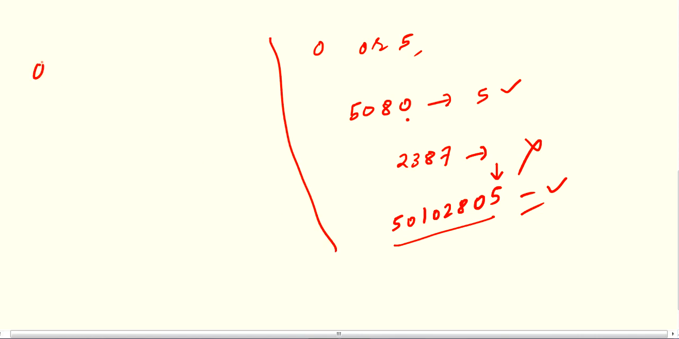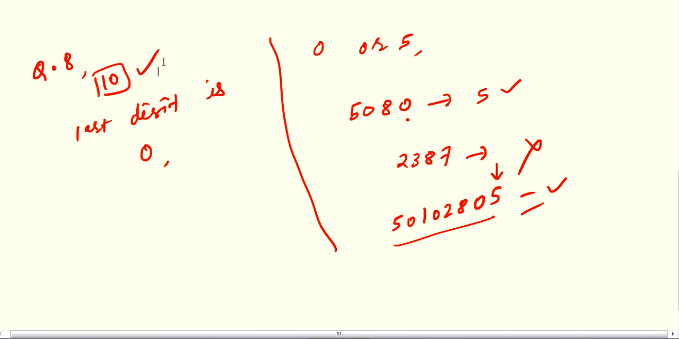Then question number 8, to check divisibility by 10. If the last digit is 0, then only it will be divisible by 10. Clear? So if the last number is 0, then you can divide by 10. First is 9990, the last number is 0, so yes, this number is divisible by 10. Then 8976, the last number is 6, so this is not divisible by 10.